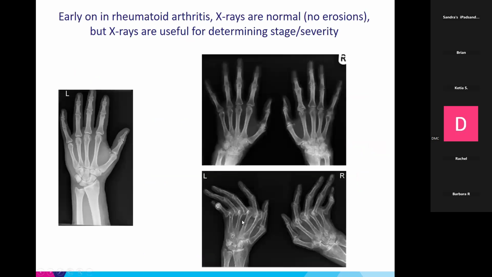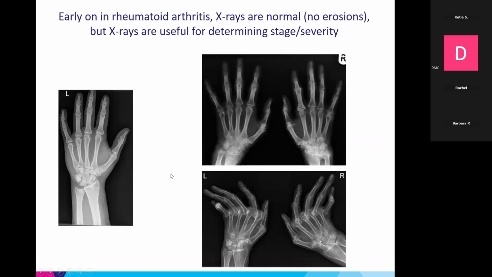Okay. So X-rays, yes, they can be very helpful, but early on, they will be normal. And that's a good thing. This is where I would like to be capturing my patients, before there's been any damage. On the other hand, X-rays can be useful if you're trying to decide what is the prognosis for this patient. Do they have any evidence that maybe can't be seen from the outside, but there is some inflammation already affecting the bone?